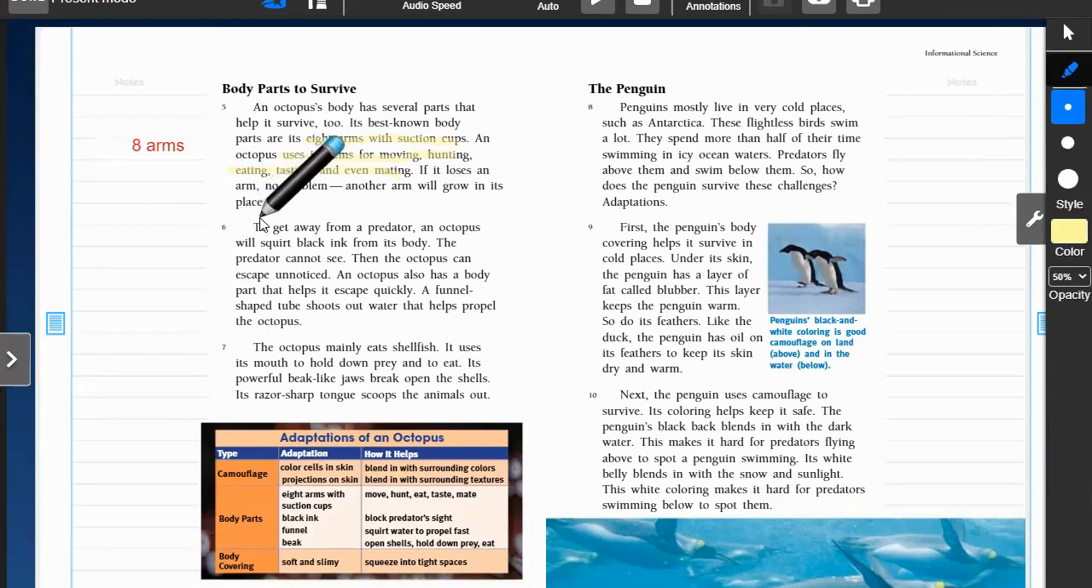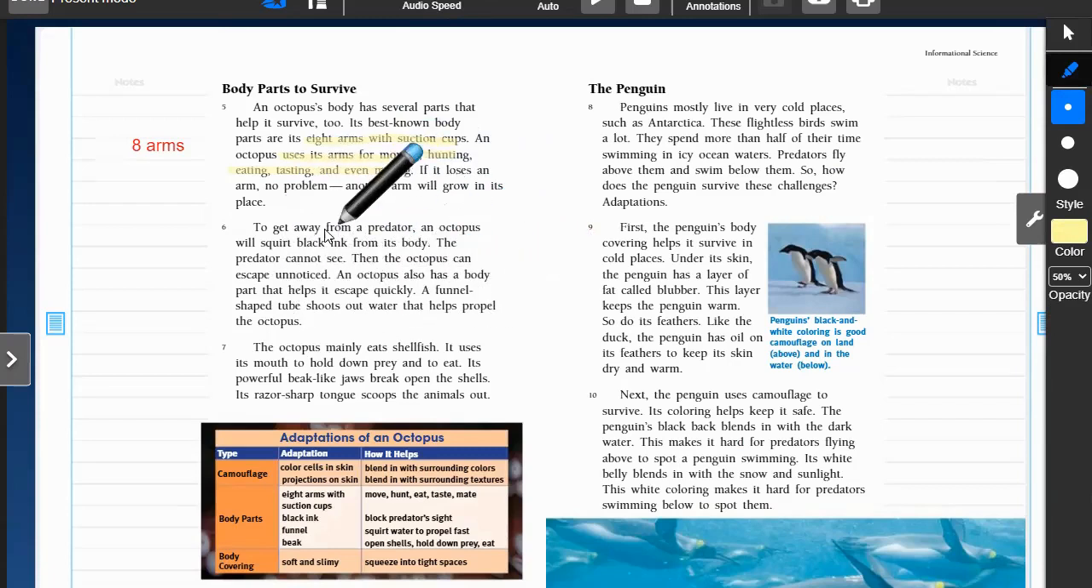Paragraph 6. To get away from a predator, an octopus will squirt black ink from its body. The predator cannot see. Then the octopus can escape unnoticed. An octopus also has a body part that helps it escape quickly. A funnel-shaped tube shoots out water that helps propel the octopus.